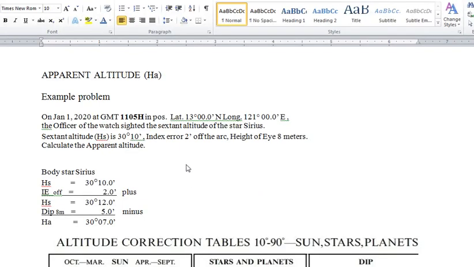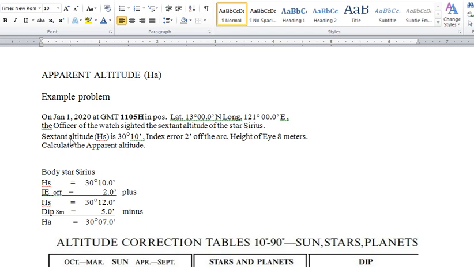Apparent altitude, or HA. Example problem: On January 1, 2020 at GMT 11:05 hours, in position latitude 13:00 north and longitude 121:00 east, the officer of the watch sighted the sextant altitude of the star Sirius.